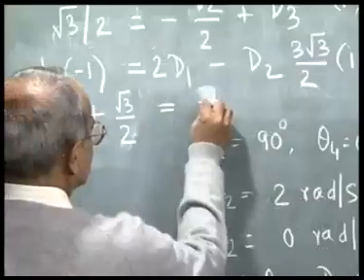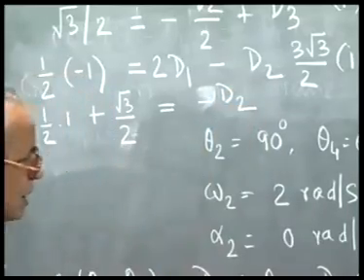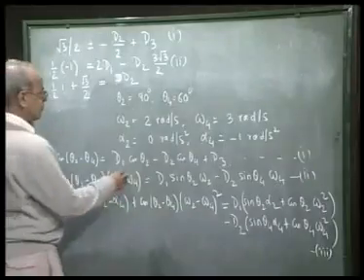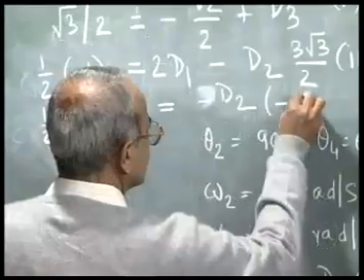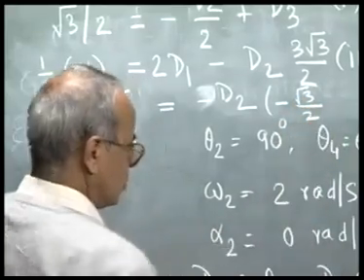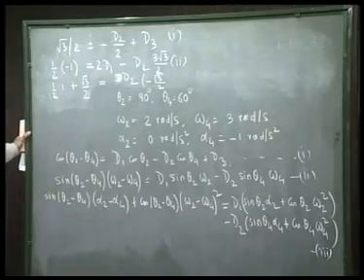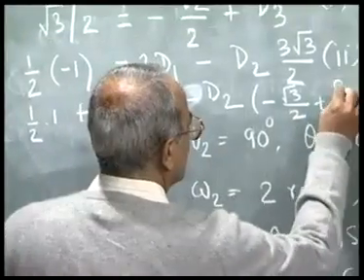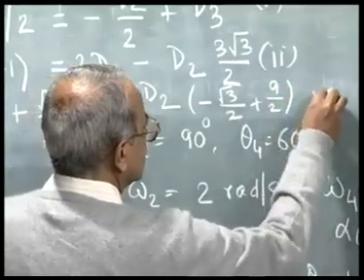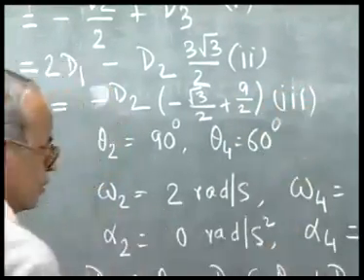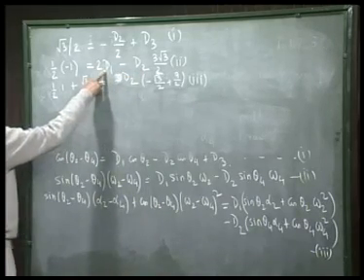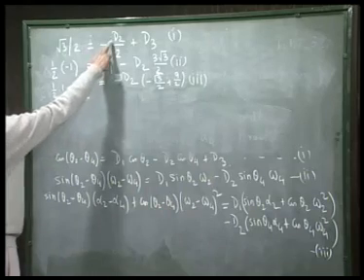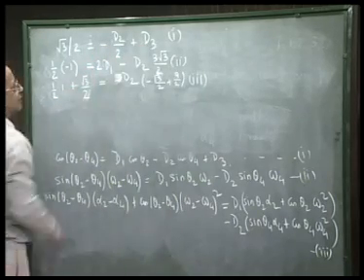So, you get minus d2 sin theta 4 is root 3 by 2 and alpha 4 is minus 1. So, that gives me minus root 3 by 2. cos theta 4 is half and omega 4 squared is 9. So, 9 by 2. This is equation 3. From the third equation, I can solve for d2. After I solve for d2, from the second equation, I can solve for d1. And if d2 is known, I can solve for d3 from the first equation.